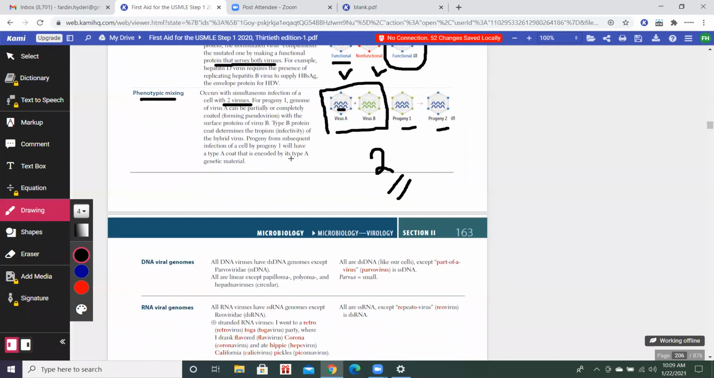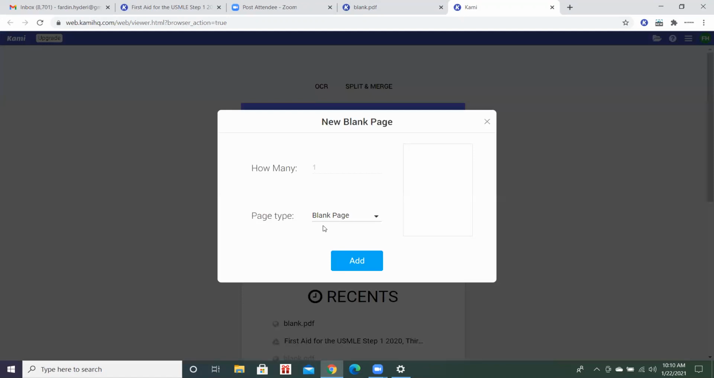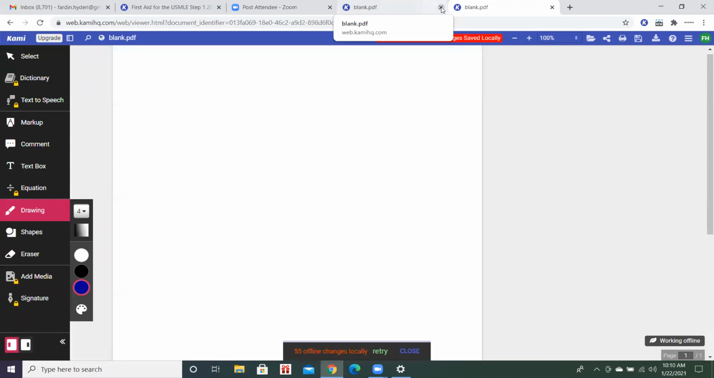Okay. Are we clear about this? Everyone, are we clear? Okay. Now, I'll talk about antigenic shift and antigenic drift in the future. So don't worry about it.